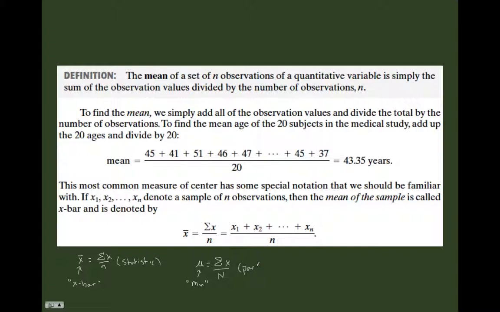But the difference is mu is a parameter. Fixed, doesn't vary. X bar is a statistic. Again, in this chapter, we're really focused on data sets and statistics, but I do like to talk about these things in parallel. Every statistic has a corresponding parameter and vice versa.